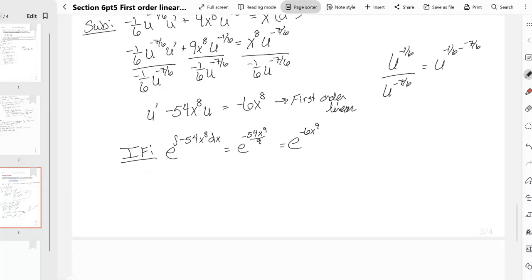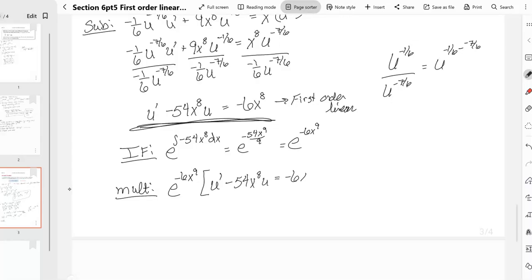Notice in this one, that e is not going to cancel. I do not have an ln up here, and that is perfectly fine. It's still going to work out. We're going to trust the process. Now we're going to multiply through. So we're going to have e to the negative 6x to the 9th multiplied by that differential equation, which is here, u prime minus 54x to the 8th u equals negative 6x to the 8th.